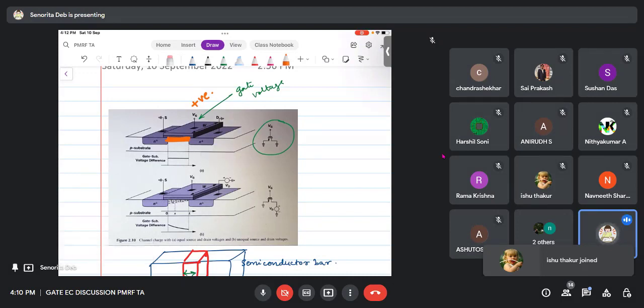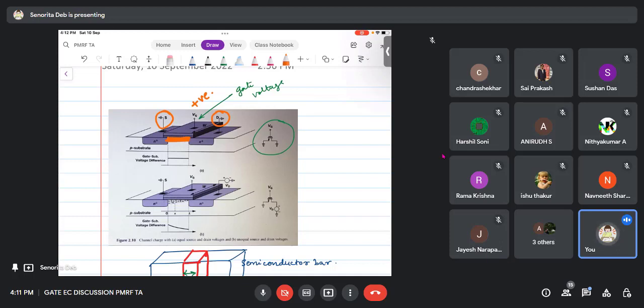There will be a flow of current if I now put any voltage in D or S. The gate voltage will actually help in forming the channel, and then your electrons will flow according to whatever drain to source voltage you are applying. Okay, that will set it in motion.